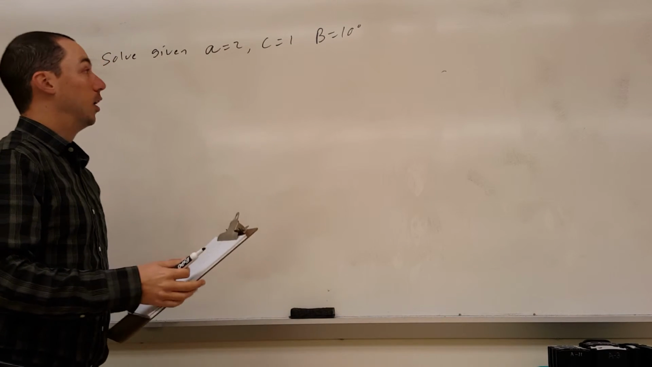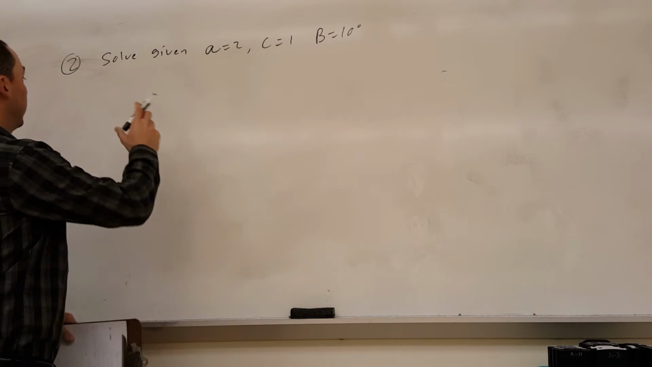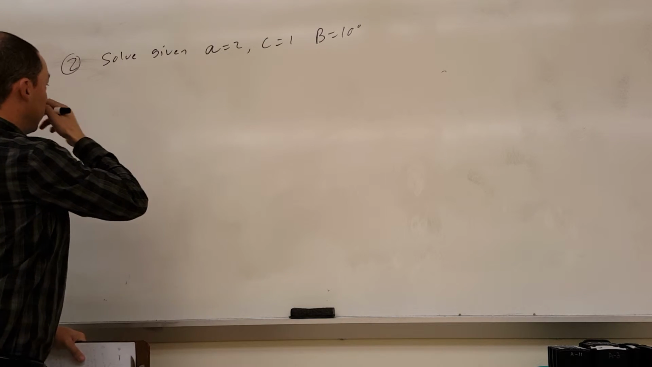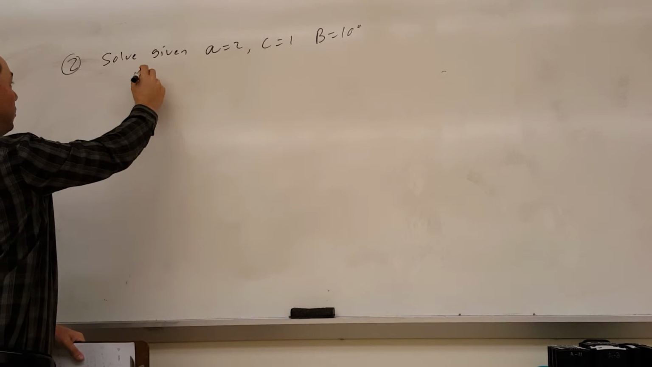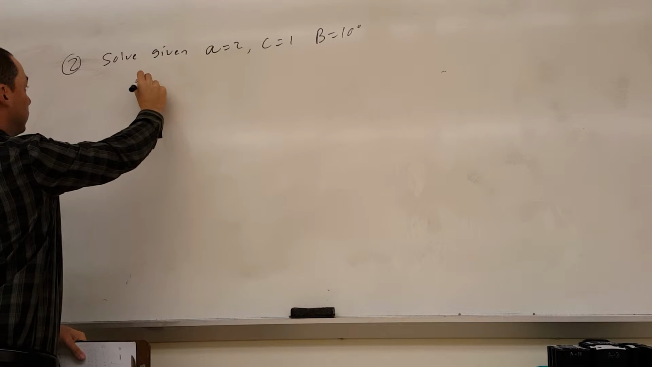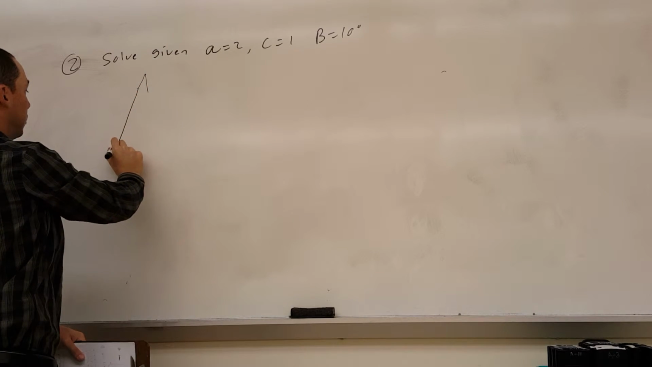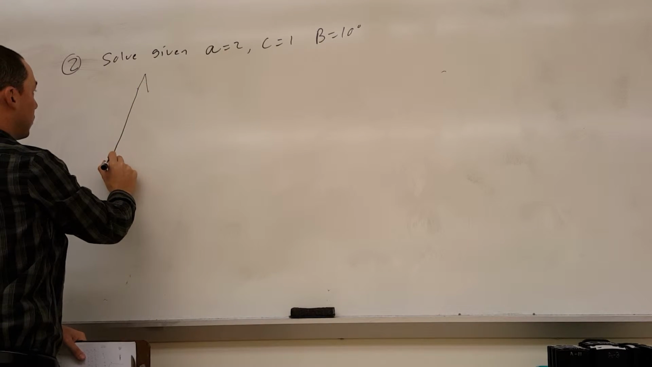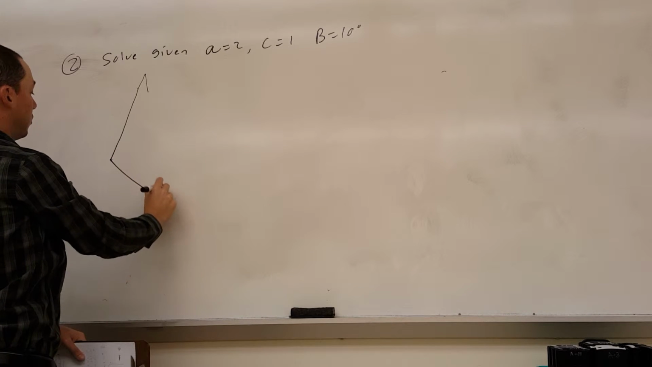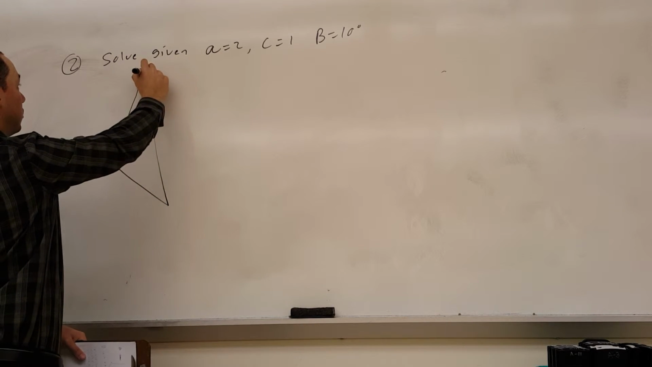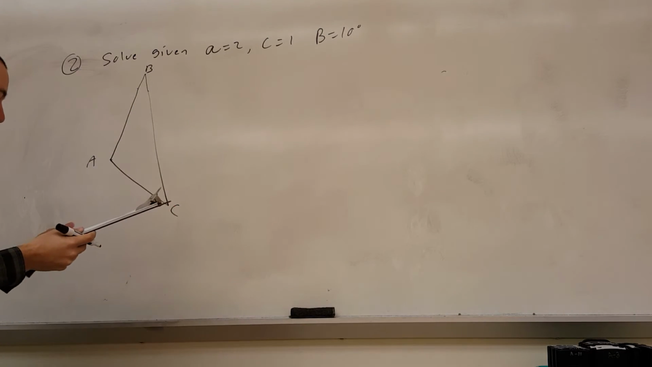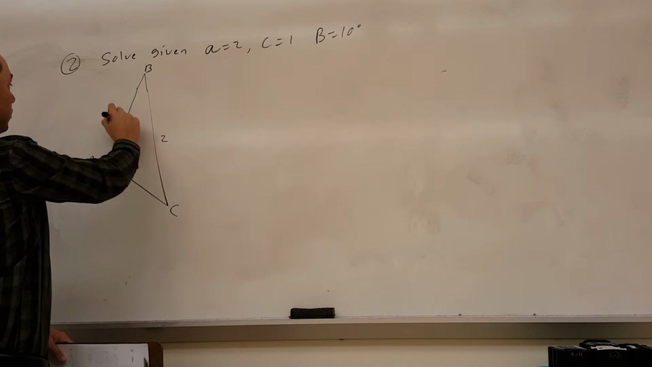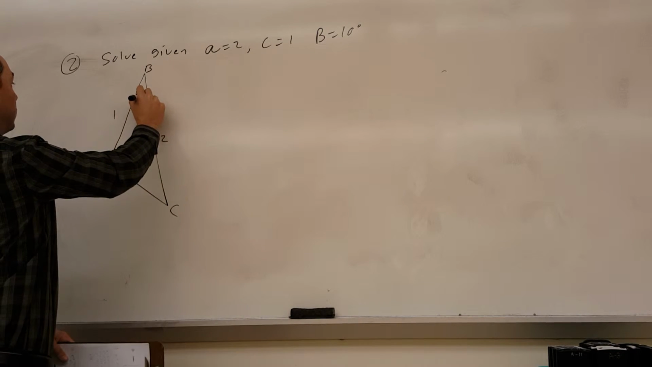Here again, we've been given two sides and an angle. Let's draw our triangle. So B is 10 degrees. It's kind of a small angle, so we've usually been putting B at the top. So let's make angle B very tiny. Means we'll probably need a bigger angle here. So that's A, B, and C. Alright, A is 2, C is 1, angle B is 10 degrees.